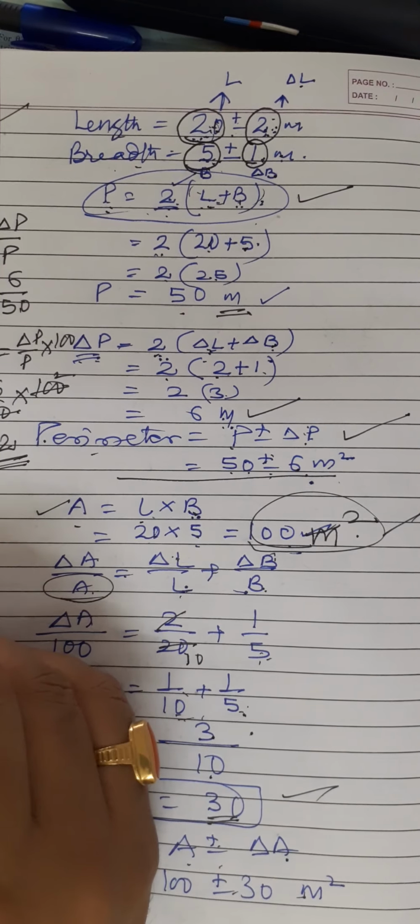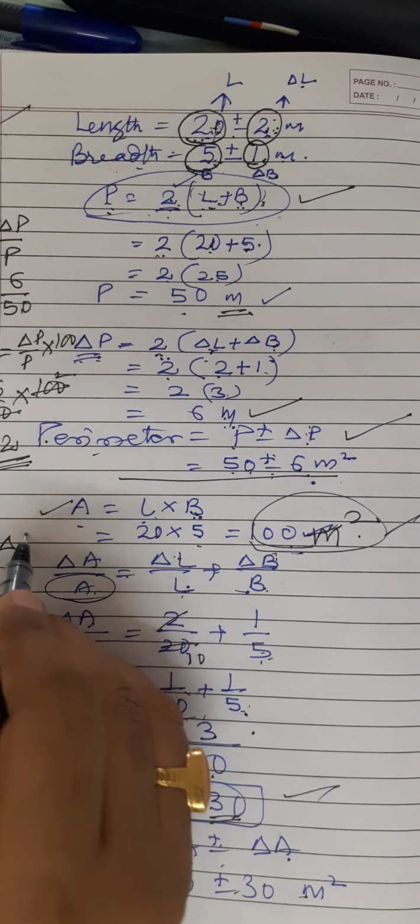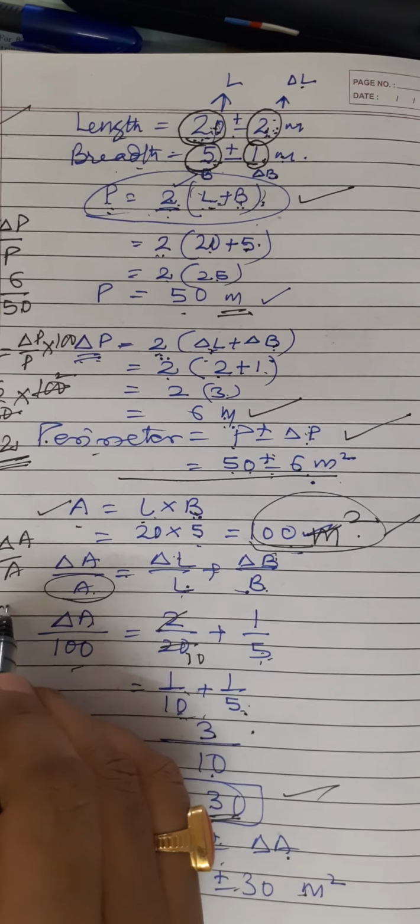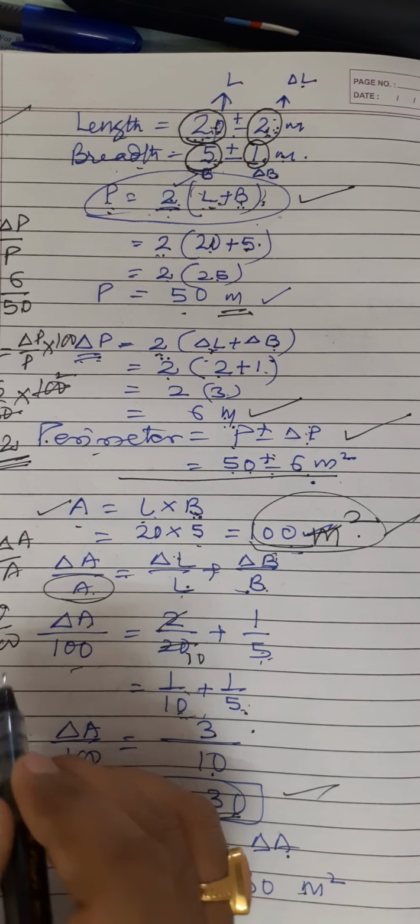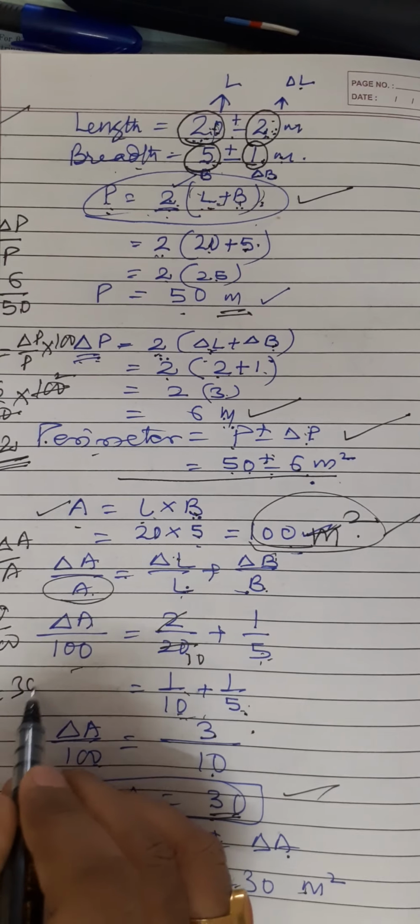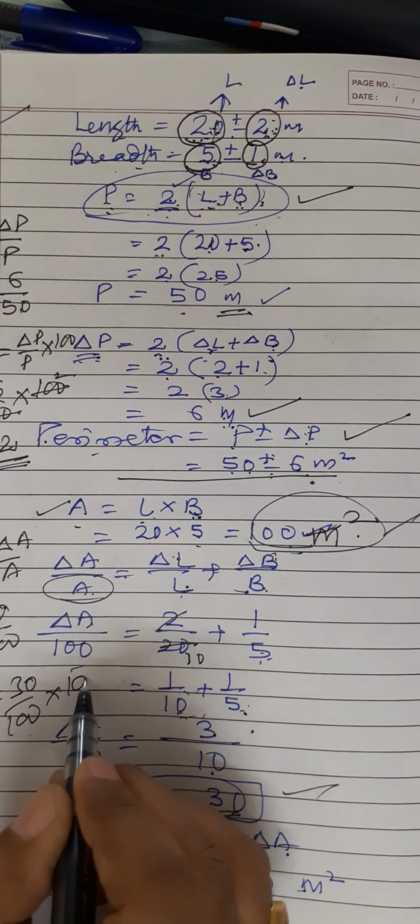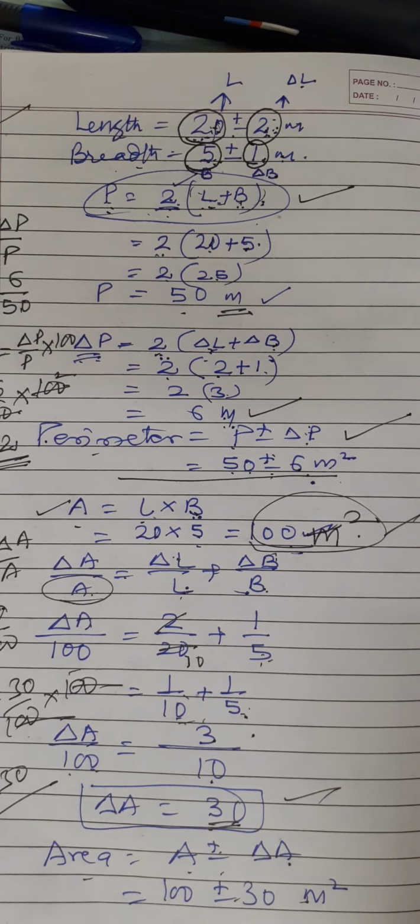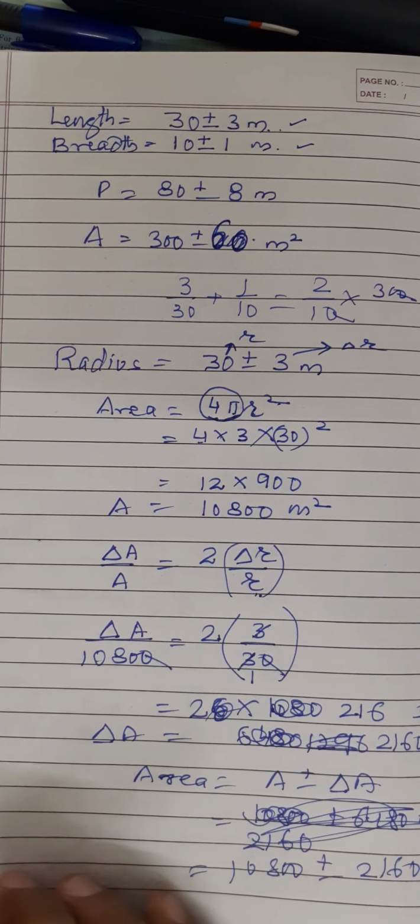Again, if I have to find the relative error, that will be error in area upon area. So that will come out to be 30 by 100. Just look at it again, it is less than 1. Percentage relative error, that will be 30 by 100 into 100, so this will come out to be 30. Now moving on to the next numerical.